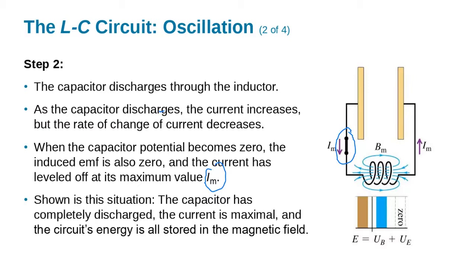So the energy in the electric field in the capacitor is 0. And now the magnetic field in the inductor is at a maximum. We've got to our maximum current value, so all of the energy is now stored in the magnetic field of the inductor.